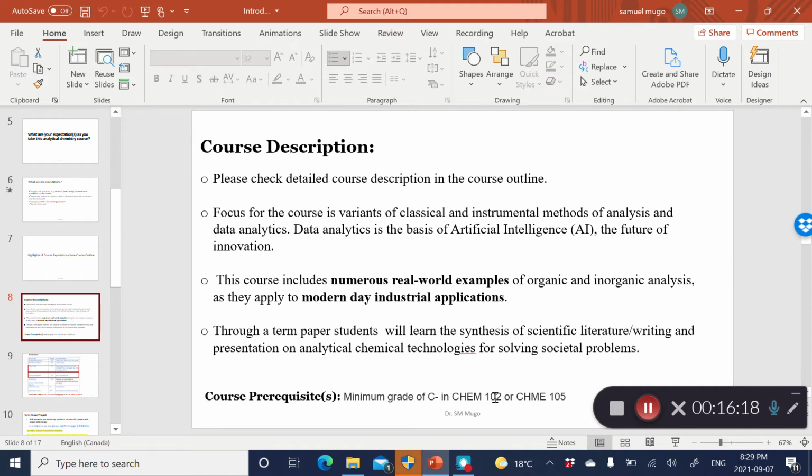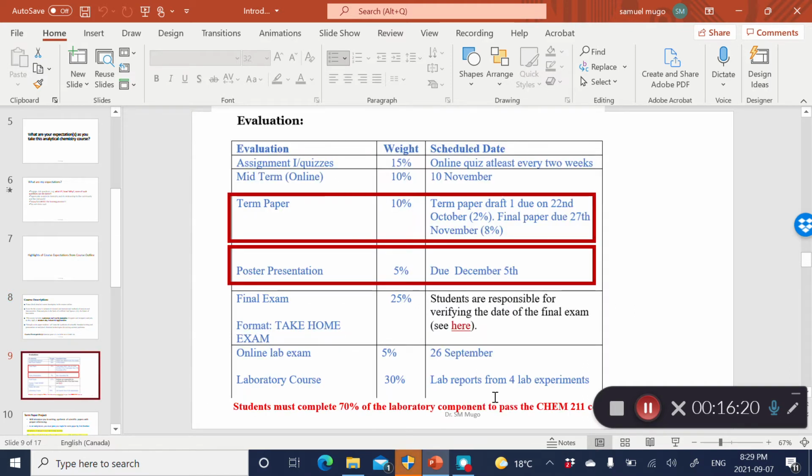So I'm going to be building on those concepts as they relate to analytical chemistry, which is classical and instrumental methods of analysis. So very quickly, take a look at the due dates, be it for the midterm, which is going to be a take-home exam, an online exam. It's going to be a weight of 10%, and that's going to be on the 10th of November. In most cases, what I do is I give you the midterm on Blackboard, and I'll give you about 24 hours to complete the exam.